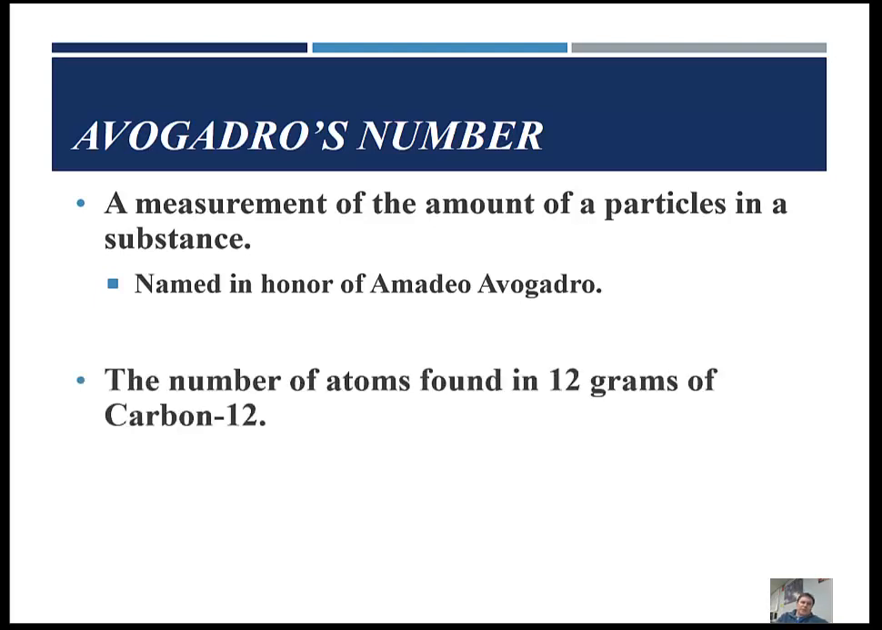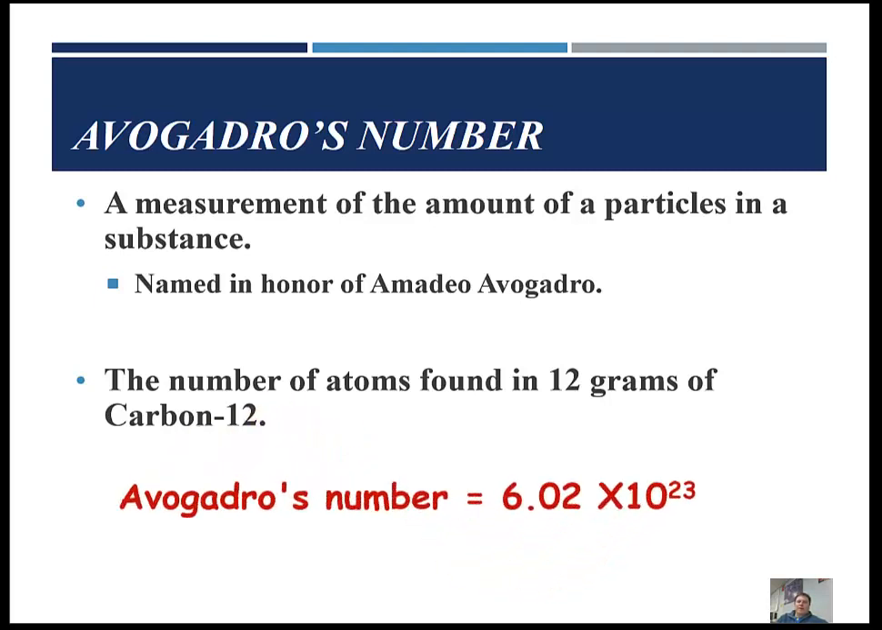And our definition of his number is the number of atoms found in 12 grams of carbon-12. They reference it to carbon-12. If you look at carbon-12, it has a mass, I believe, of 12.00. So in 12 grams of carbon-12, what we find is there's 6.02 times 10 to the 23rd atoms. That is a giant number. And that number right there is Avogadro's number. So that's a number you're going to have to put in the back of your head and have memorized.